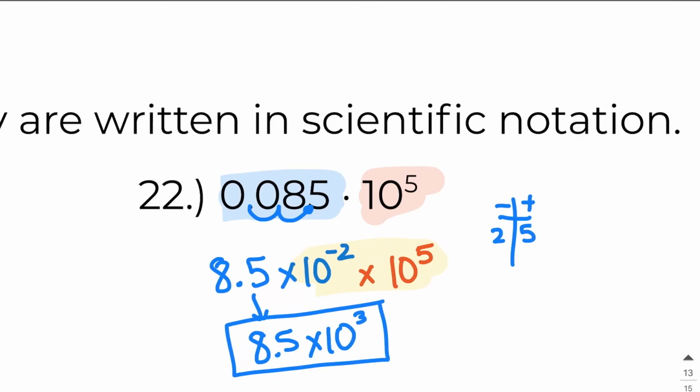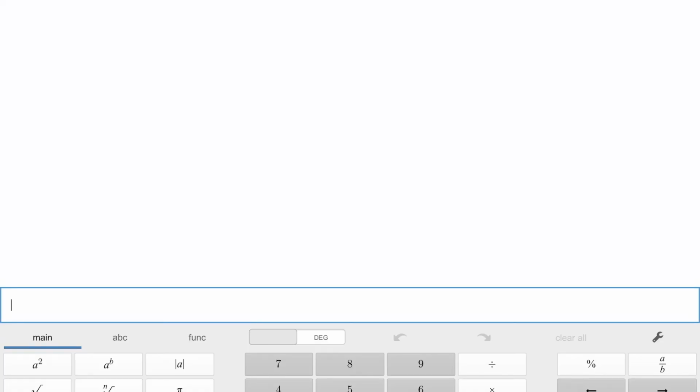Let's see if this is really true. I'm going to type in 0.085 times 10 to the power of 5 right here, and I get 8,500. Then I can type in 8.5 times 10 to the power of 3, and we get the exact same answer, so we know that this is correct.